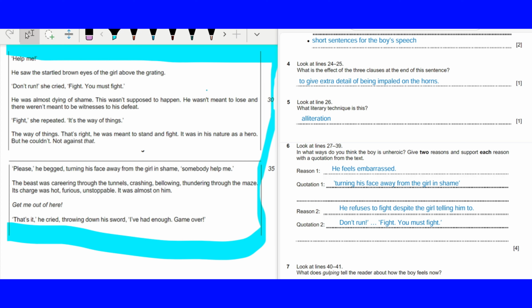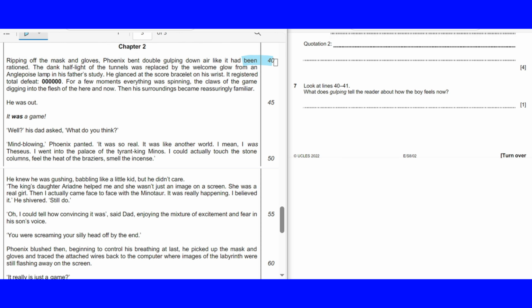Let's move on to question 7. Question 7, look at lines 40 till 41. 40 here, 41 here. These two lines, all right? Two lines. So what is the question? What does the writer tell the reader about how the boy feels now? 10 seconds.